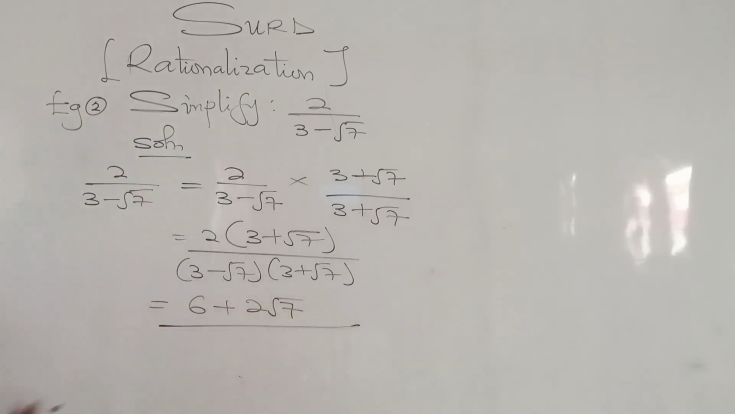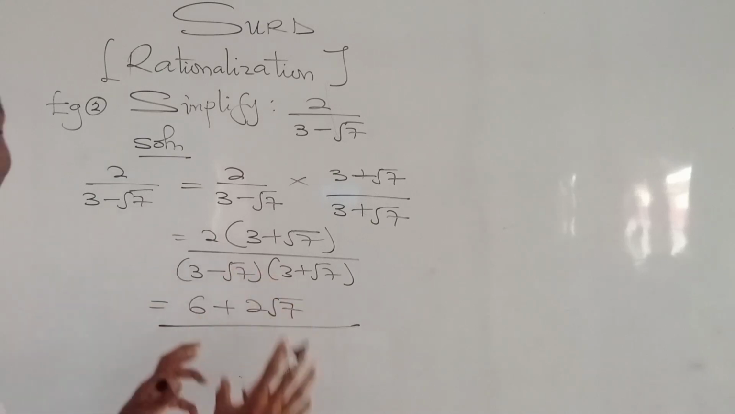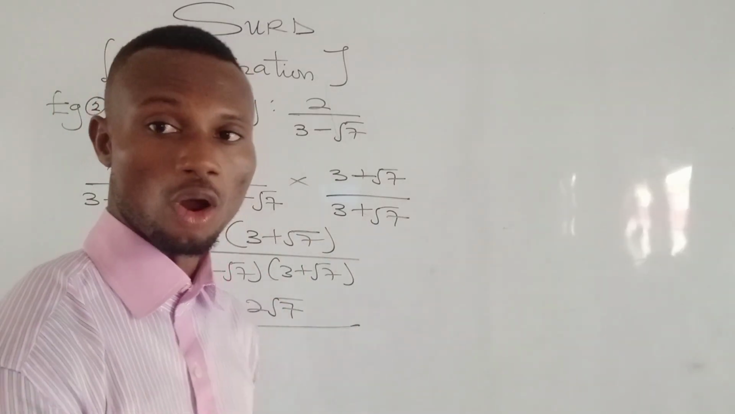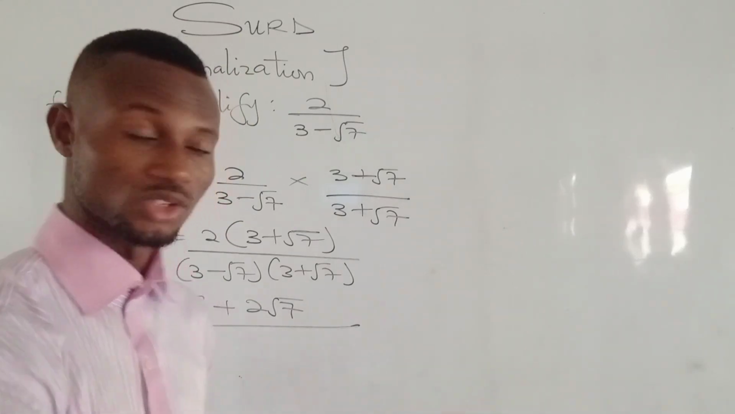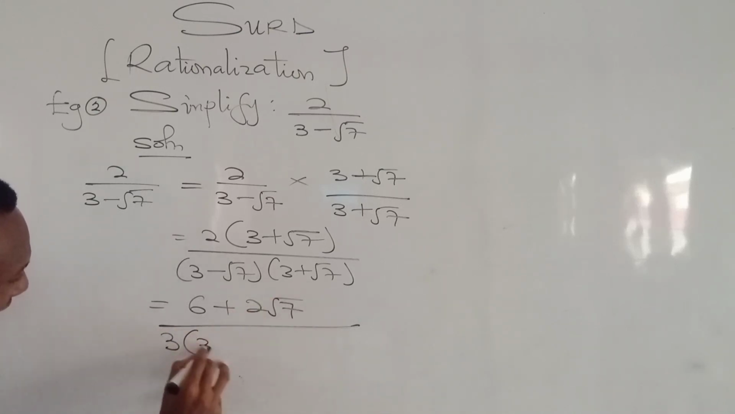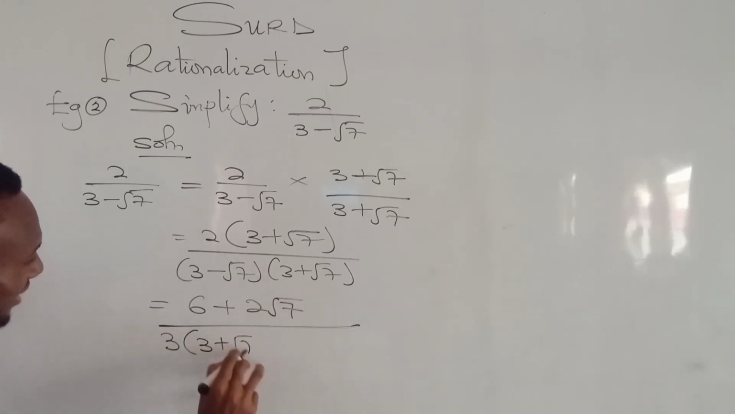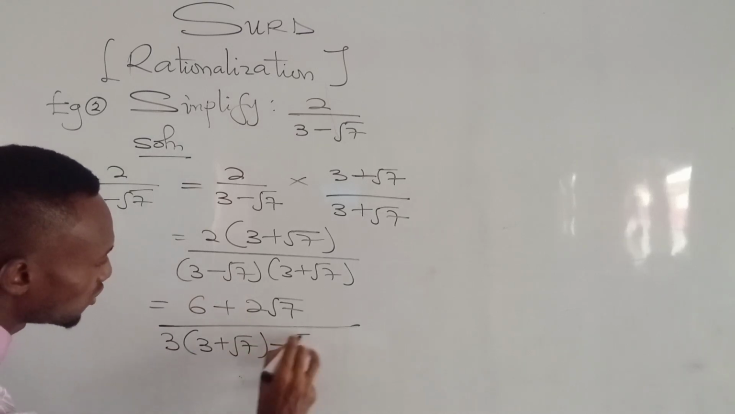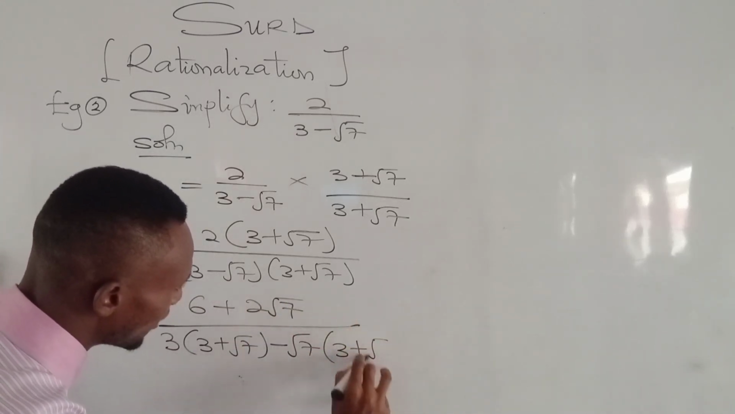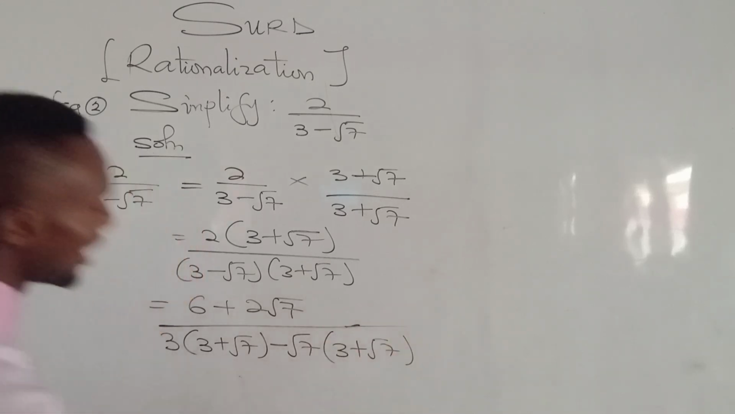So 2 root 7 all over, then the denominator. To expand the denominator, you apply the principle of multiplication of two binomials. We are going to maintain the last bracket, and each term in the first bracket is going to multiply the last bracket. So when I take my 3, it's going to multiply the last bracket, which is 3 plus root 7. Then I'll take my minus root 7, it will also multiply the last bracket, which is 3 plus root 7. So that's how to expand it.